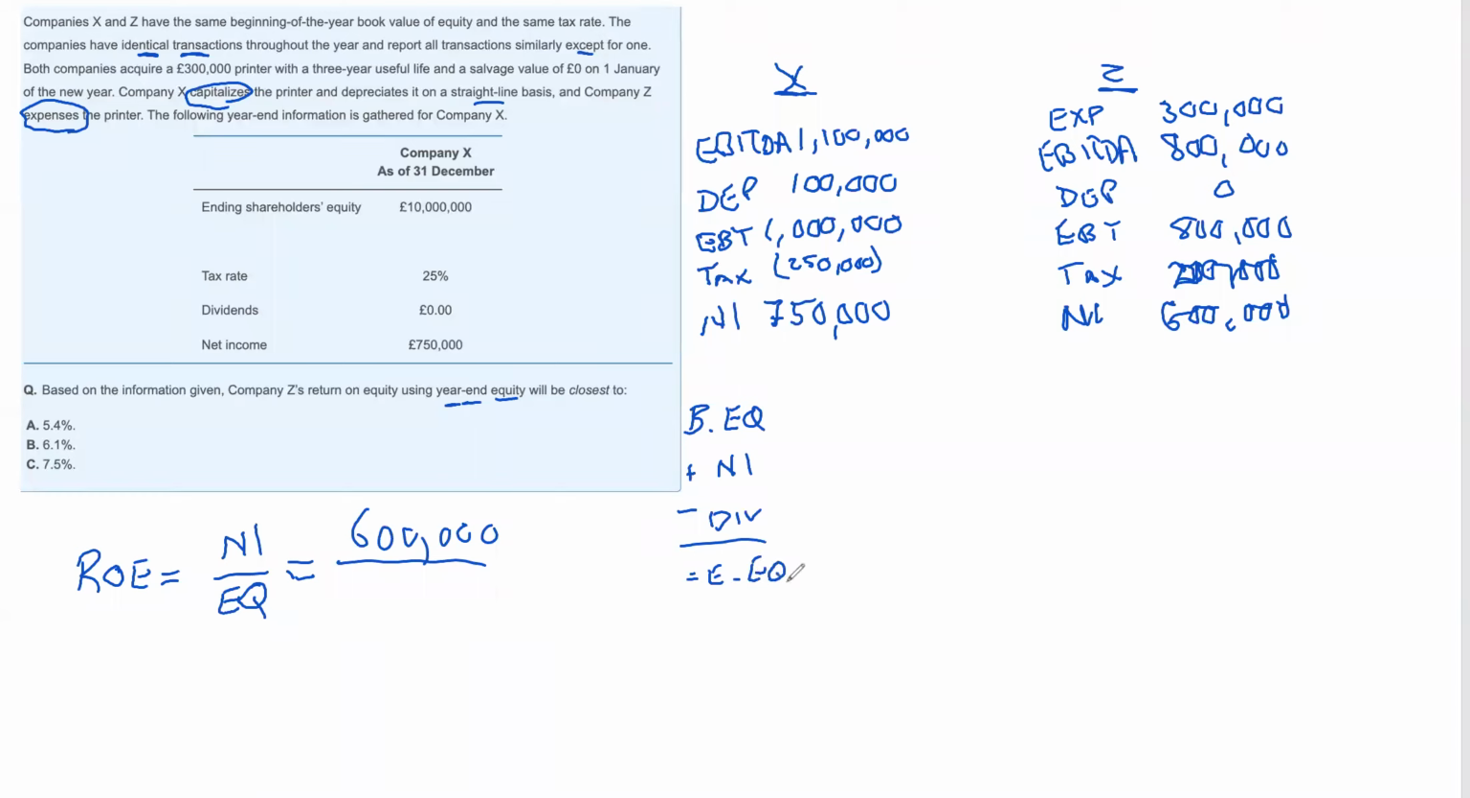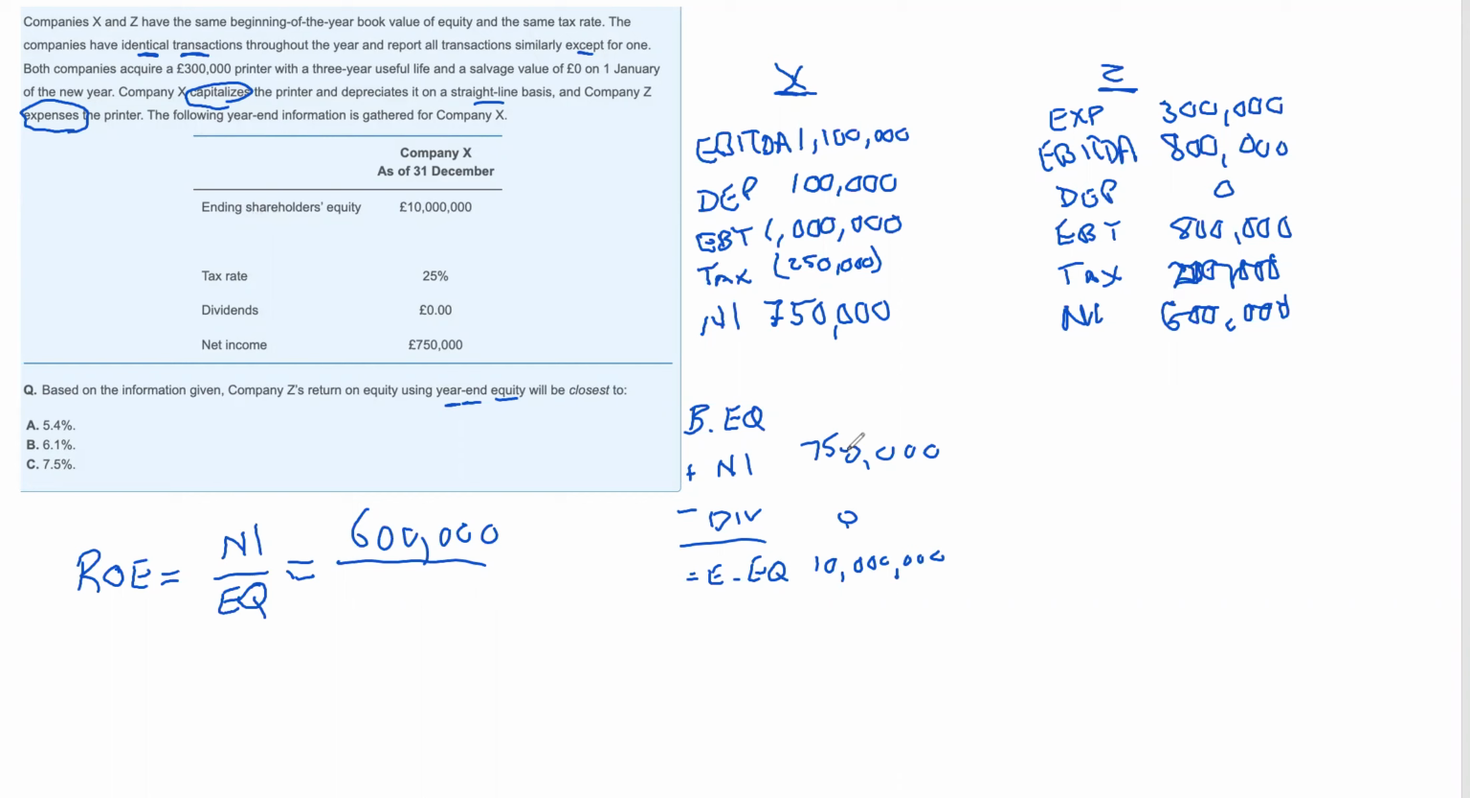Okay, so we're given the ending shareholders' equity of 10 million. So let's write that in here and let's work backwards. And remember, you've got to do this in about a minute and a half. Dividends are 0. Okay, 0. The net income, we have that as 750,000. So we're working backwards here. And from our calculations, we can fill it in.